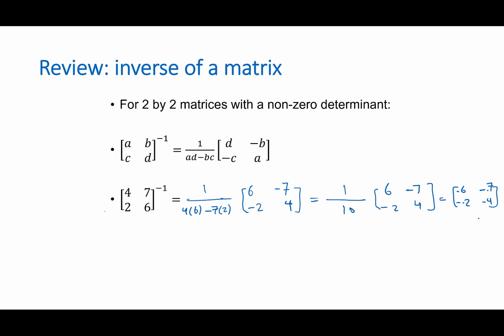So that is the inverse of that matrix, which means if we multiply these two, we will get 1, 1, 0, 0. That's the identity matrix. You can try that. Okay.